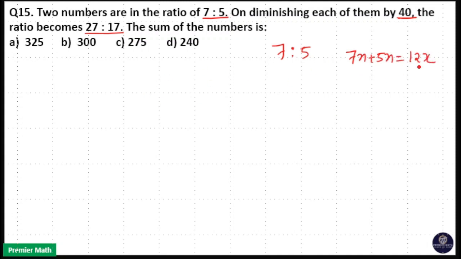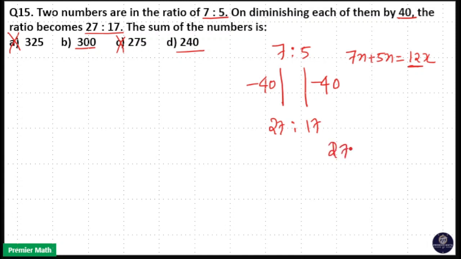That means the sum will be divisible by 12. So here option A and option C are eliminated. Only option B or option D will be your answer. So apply the second step here. That is, when you subtract 40 from each number, your ratio will become 27 is to 17.